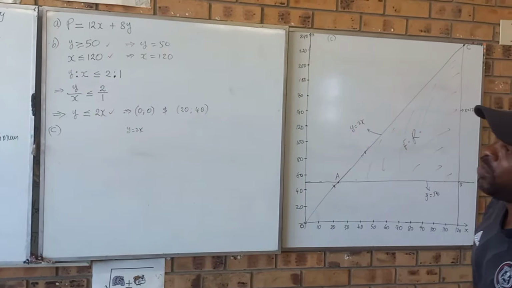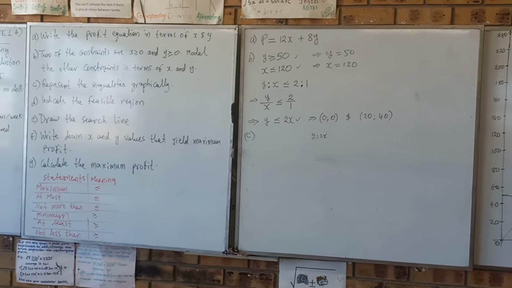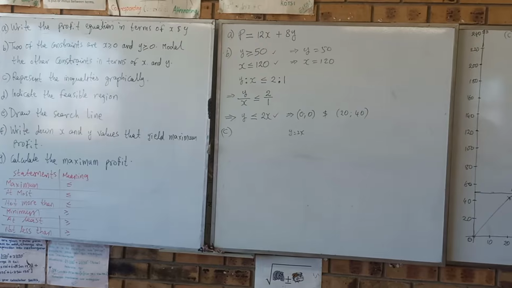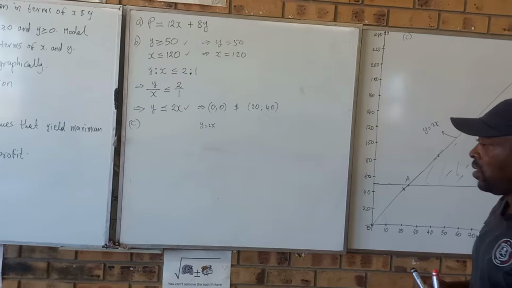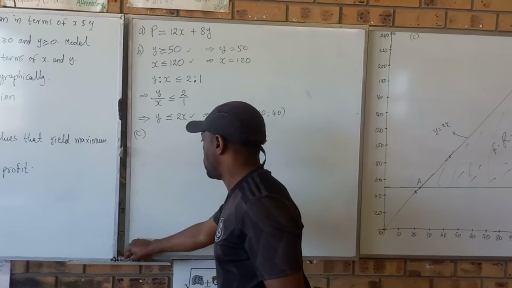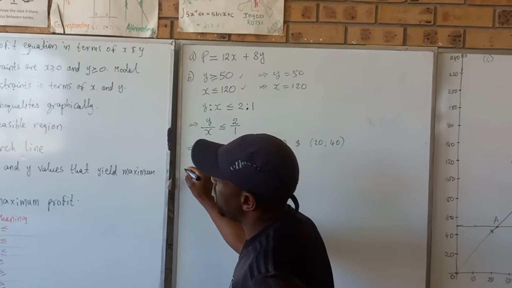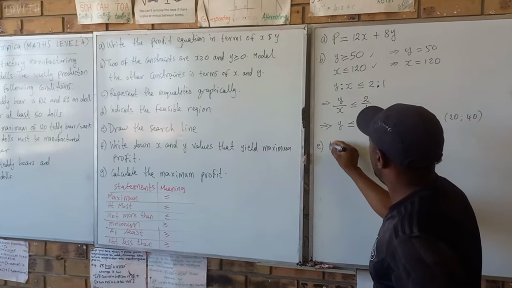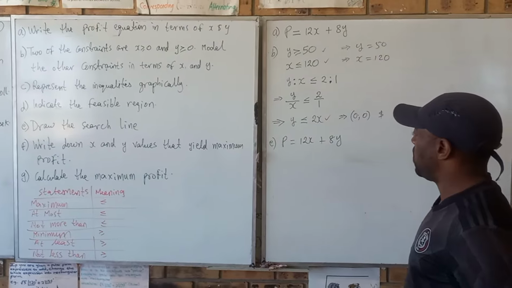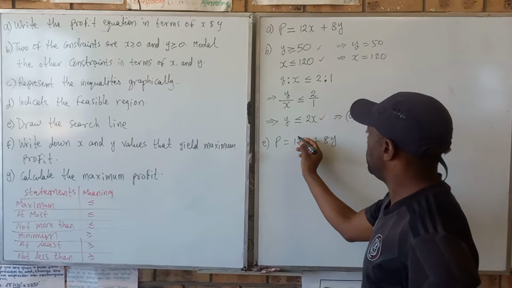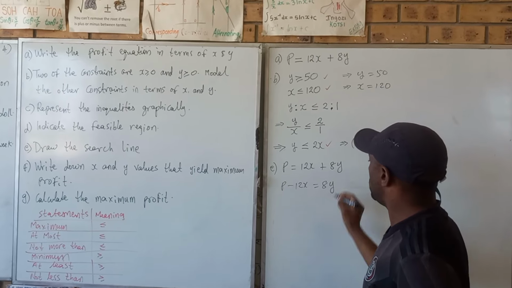So in that case, we are done with D. We can now go to E, where we need to draw the search line. Drawing the search line on your graph, you need to start from the profit equation, which is also called the objective function. So if I go back to the profit equation, that is my E, I copy it down. The first thing is to make y the subject of the formula. Now when you look at it, P is the subject. So to make y the subject, 12x goes to the left, is equal to 8y.